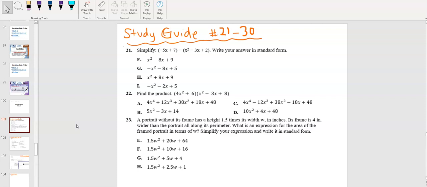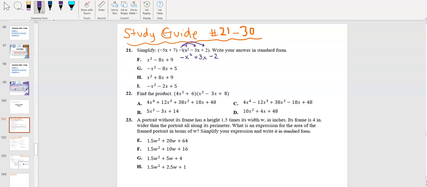So on 21, we are subtracting two sets of polynomials. Similar to adding the polynomials, we're going to combine like terms, except when we subtract, I have to distribute this negative. This is a -1, and we're multiplying the -1 by x squared, by minus 3x, and by positive 2. That just changes the signs of all of these. So the new trinomial is -x squared plus 3x minus 2.